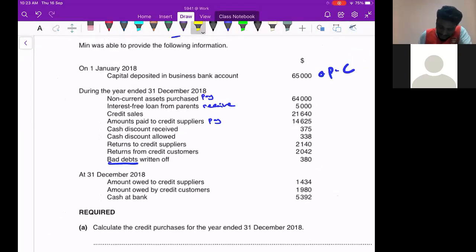The question asked me to calculate the credit purchases. So the best way to calculate the credit purchases is to prepare the trade payable account. I'm going to highlight all the information related to trade payable in a yellow color. Credit supplier is a trade payable. Discount received is a trade payable. Return is a trade payable. Balance CD is a trade payable. Do you see any other trade payables here? No, only these four.